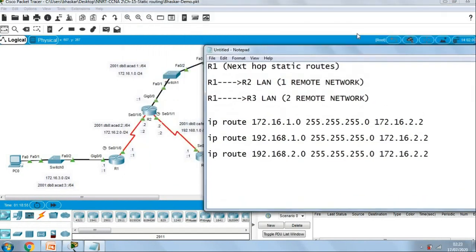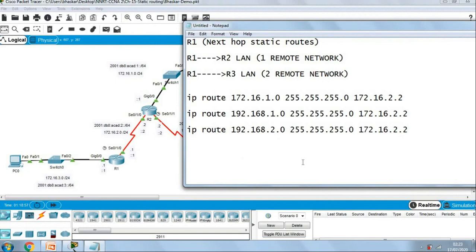See here for IPv6 networks, okay. So I'm going to write for IPv6 route. So if you want to write for IPv6, the syntax is like this one, okay. But the logic is same. One remote network here. There are two. Clear. IPv6 route 2001. Right.